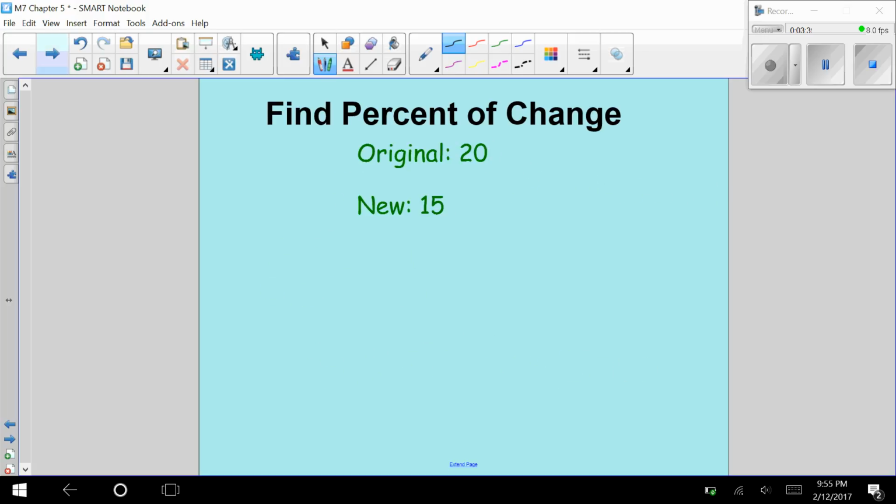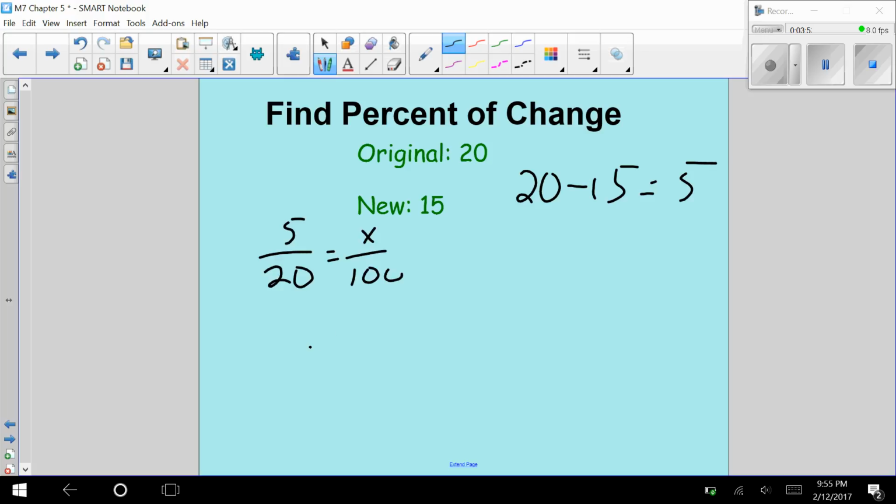Try this one. The original is 20, the new is 15. You should have taken 20 minus 15, always bigger minus smaller, to give you 5. 5 over the original, which is 20, equals x over 100, gives you 25%. The original to the new, the price went down, so it is a 25% decrease.